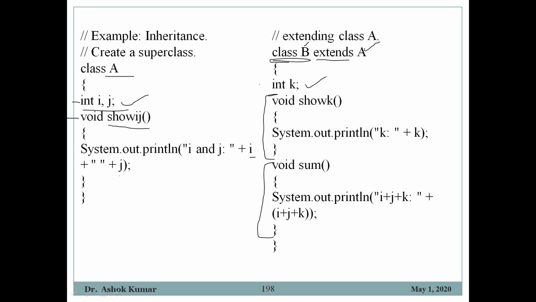So if you create the instance of class B, the B class instance will have three members i, j and k, and this subclass will have three methods, two of its own, and one inherited from the superclass, that is show ij. We will create the object of the subclass B in the next slide.